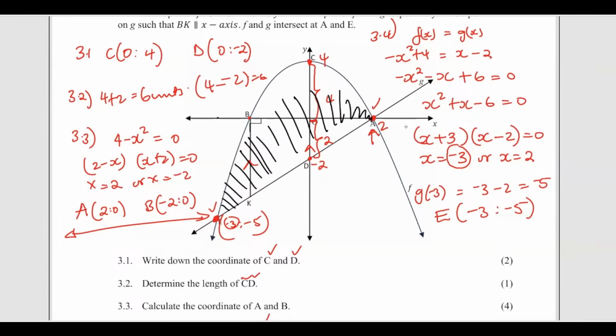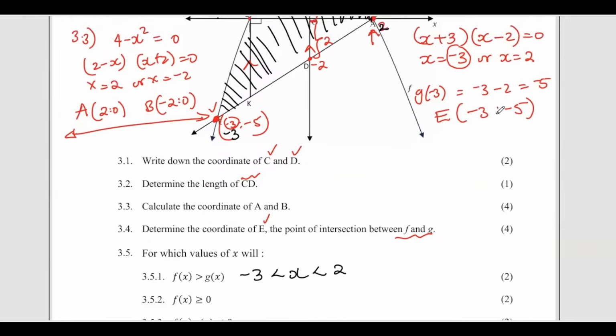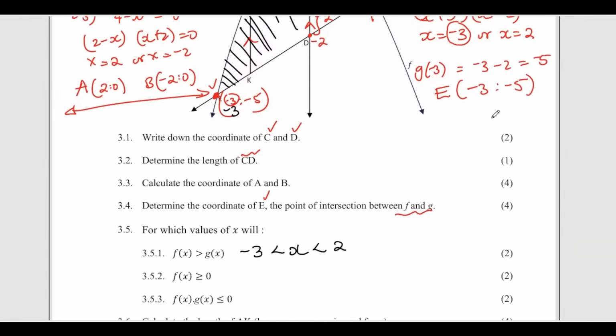So you see, around this area, all this area, the graph of f is above, it's on top of g. So we know that the x value here is negative 3. The x value here is 2. So look at the points of intersection. So we're going to see that negative 3 is less than x, which is less than 2. As plain as that. And then we get our answers. We get our marks, we move on.